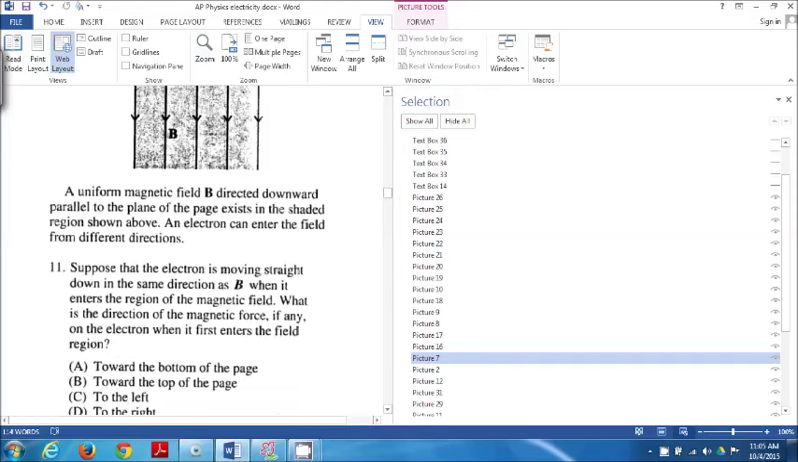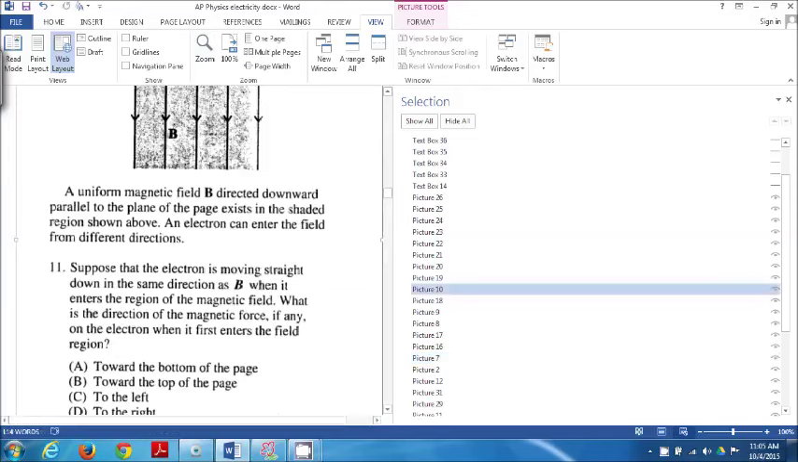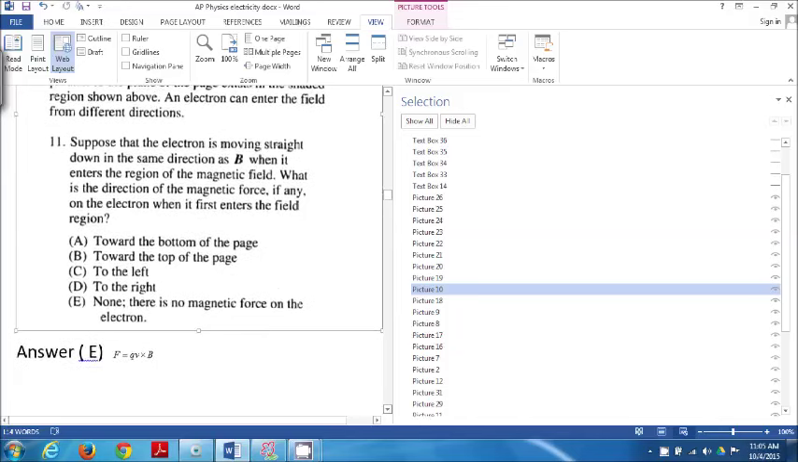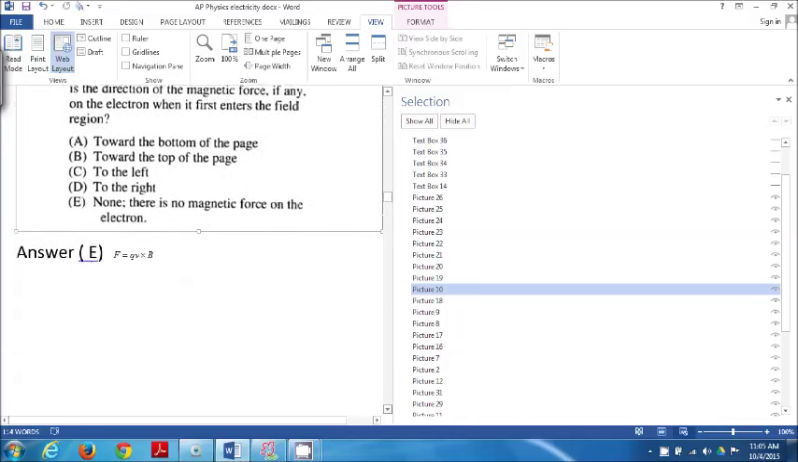When it enters the field region, both are in the downward direction, and the magnetic force acts on a charge only when the motion of the charge has some component of velocity perpendicular to the field. So in this case it is parallel, so the magnetic force is 0. The electron does not experience any force when the velocity is parallel to the direction of the magnetic field. So the answer is E, none. There is no magnetic force on the electron.